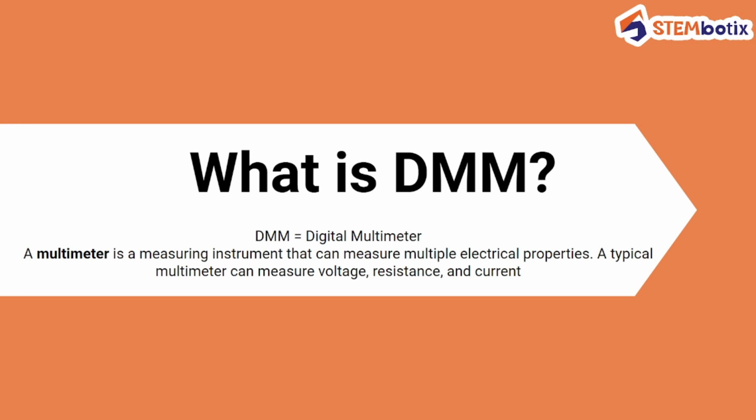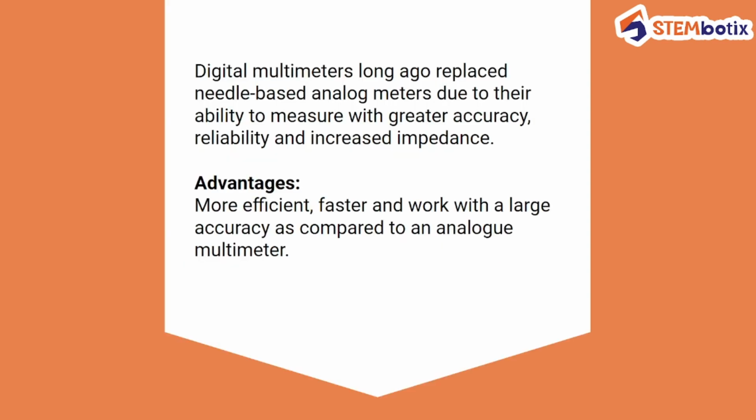So DMM stands for digital multimeter. A multimeter is a measuring instrument that can measure multiple electrical properties. A typical multimeter can measure voltage, resistance, and current. These are the basic measurements.